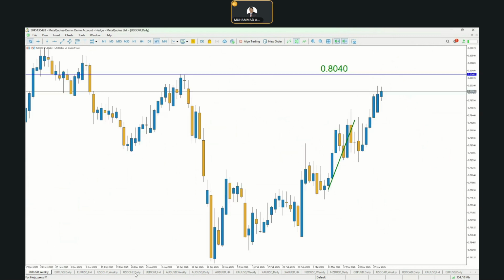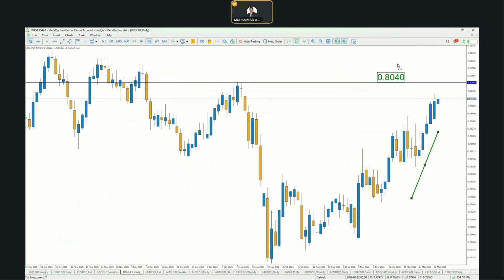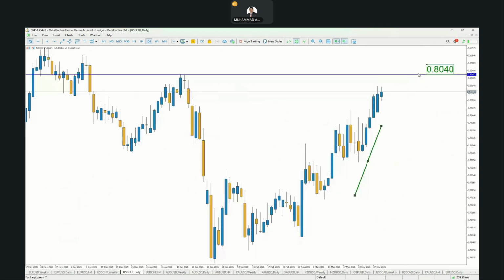The next one is the US dollar Swiss franc. My forecast was bullish in Swiss franc, and the way I see US dollar Swiss franc currency pair overall is 180.40 price level over here. So the forecast is bullish in US dollar Swiss franc currency pair overall.